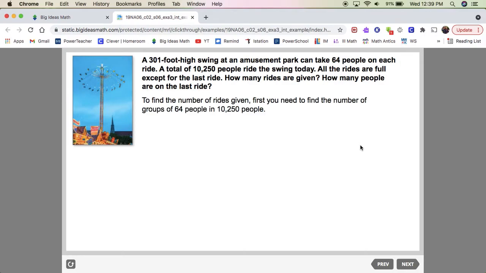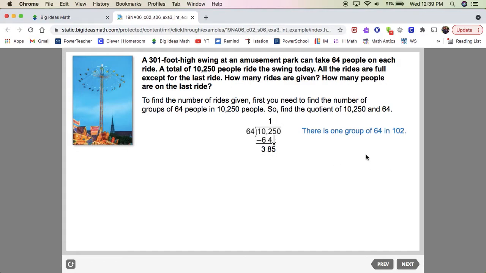Okay, so to find the number of rides given, first you need to find the number of groups of 64 people in 10,250. So we're finding the quotient of 10,250 and 64. It's division. I'm going to work through it pretty quickly. 64 goes into 102 one time, subtract, we get 38. Notice, since we had 38, that's less than 64. That means we're on the right track.